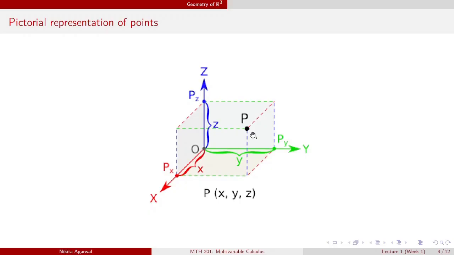Similarly, you drop a perpendicular from the point P to the xy plane, which is nothing but this blue line. Now you look at the corresponding side on the cuboid on the z-axis, which is this, and this distance from the origin is called z. Okay, so that is how the coordinates of a point are described.